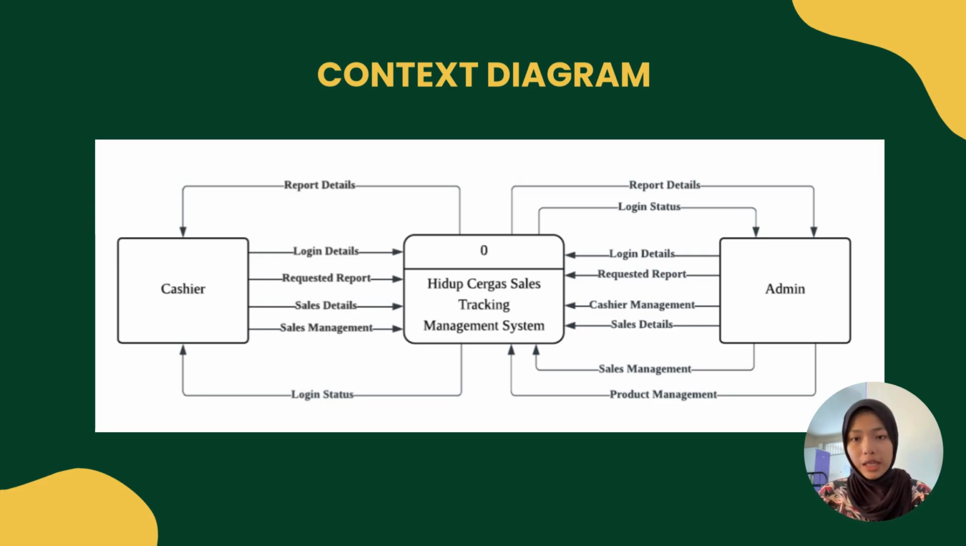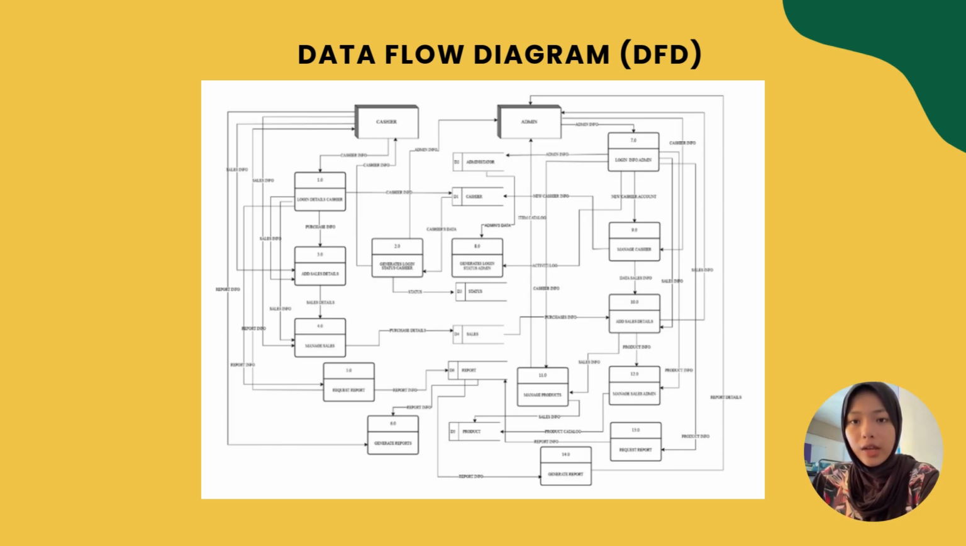For admin, it handles cashier management, sale management, and product management. It also sends login details and report requests, and it receives sale and report details. In short, the cashier focuses on daily sale operation, while the admin oversees system management, user account, and product information. Next is data flow diagram for Hidup Cergas Sale Tracking System.